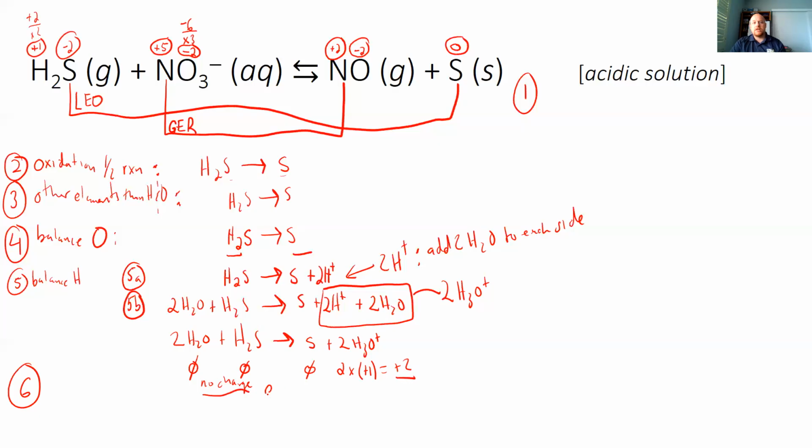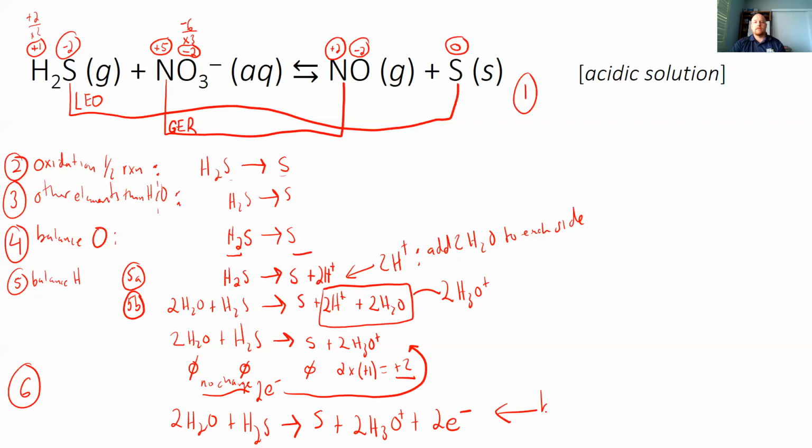And so that means I need 2 electrons. Those 2 electrons are going to go onto the more positive side. So our overall reaction should be 2H2O plus H2S reacts to form sulfur plus 2 hydronium ions plus 2 electrons. And so now we should have a balanced half reaction. Okay, and we'll go on and do the reduction half reaction in our next slide.